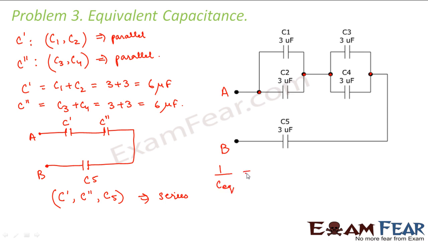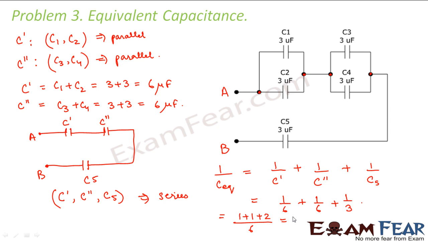Therefore, the net equivalent capacitance of the circuit will be 1 by C dash plus 1 by C double dash plus 1 by C5. So this is equal to 1 by 6 plus 1 by 6 plus 1 by 3. So this is equal to (1 plus 1 plus 2) by 6, so this is 4 by 6. Therefore, the equivalent capacitance becomes 6 by 4, that is equal to 1.5 microfarads. So this is the equivalent capacitance of the circuit.